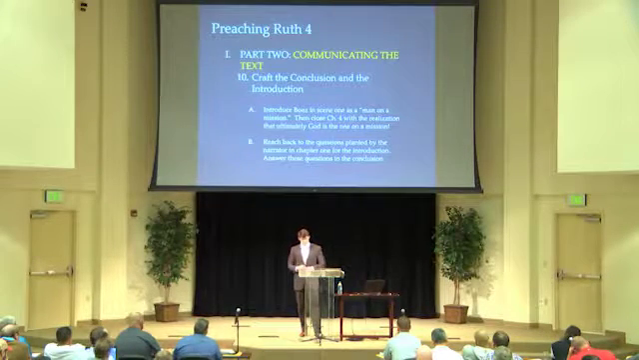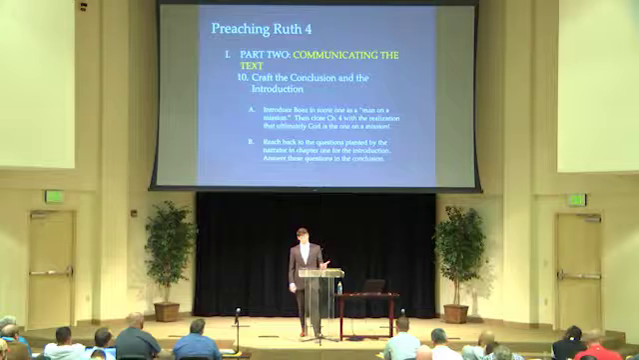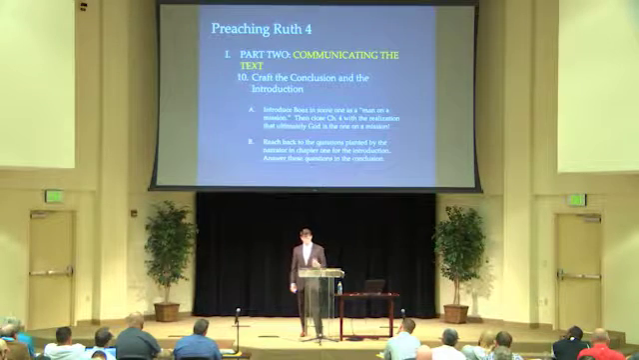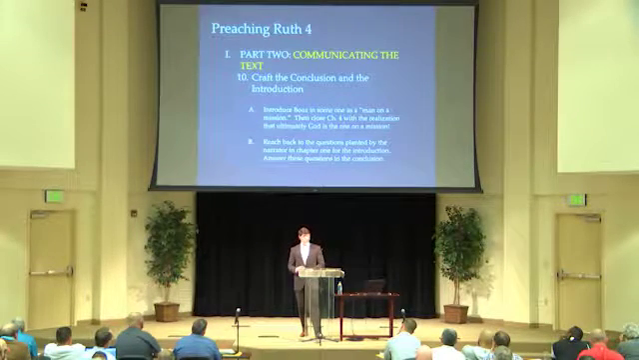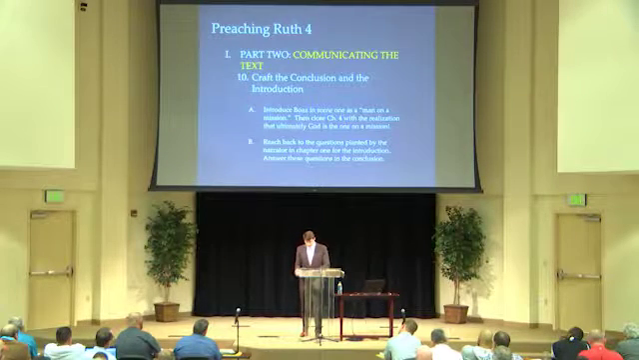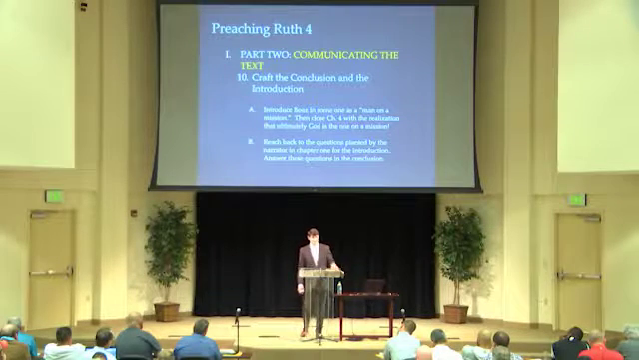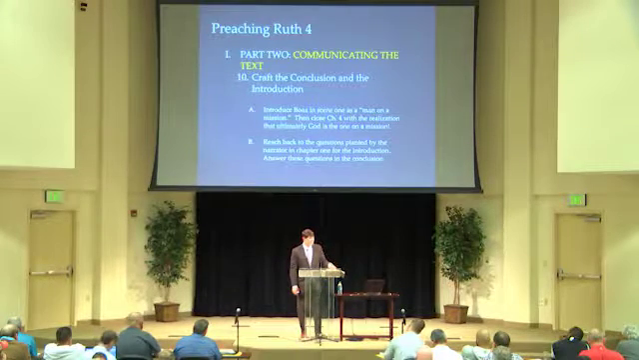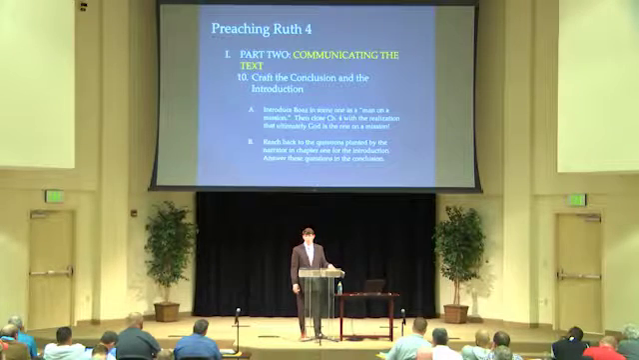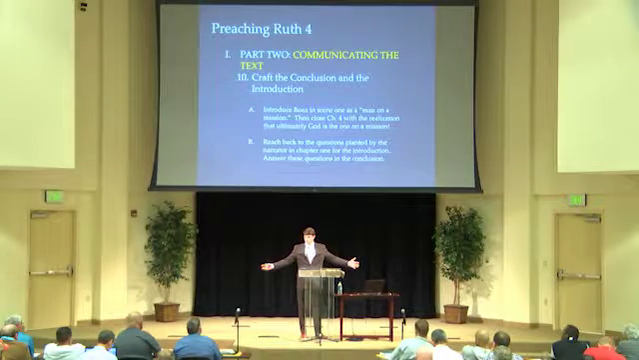A second idea might be to reach back to the questions planted by the narrator in chapter 1 for the introduction and answer these questions in the conclusion. You say, what do I mean by that? Well, the name Elimelech means God is king. But when you look at what's happening in the life of Elimelech, the implicit question planted by the author is: Is Yahweh king? Is he in control? Is God really in control?